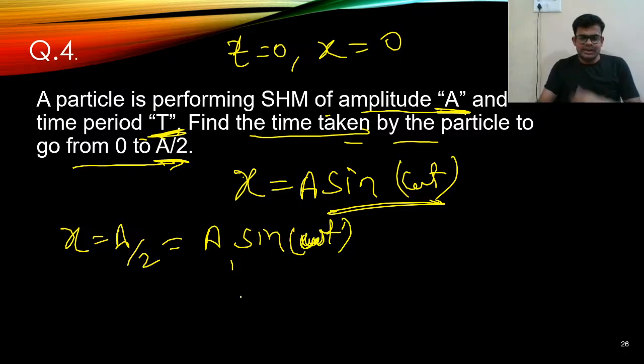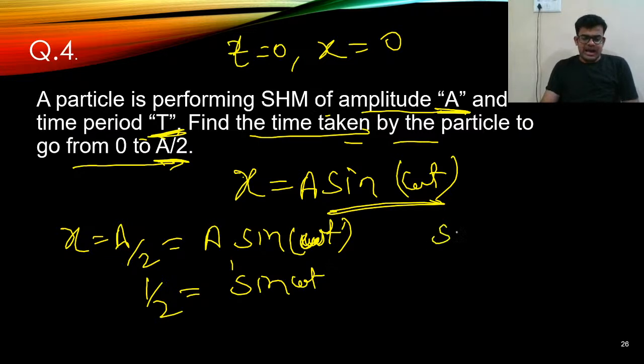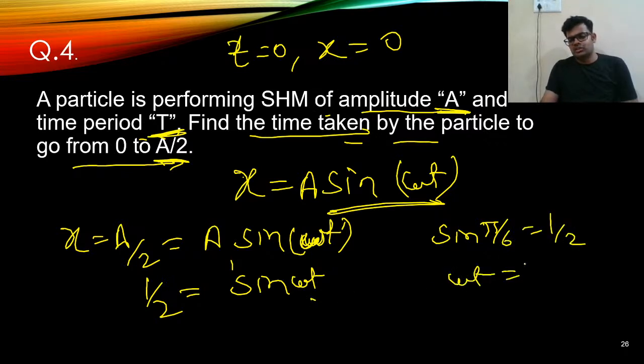So finally what will I get? Let us solve it. 1 by 2 equals sine omega t, right? A and a cancel. You know one thing, sine 30 degrees, meaning sine pi by 6, equals 1 by 2. So if we compare both, we get omega t equals pi by 6.